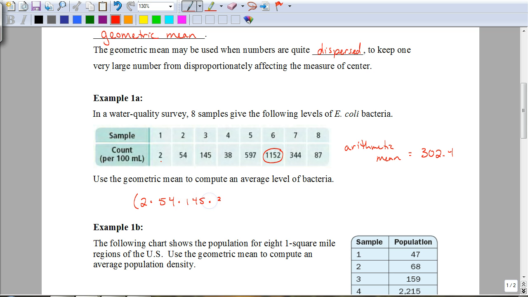This is something obviously you're going to do on your calculator. So we would multiply all those numbers together and we'll get an answer, but that's not our geometric mean. We still have to take the root. So there's 8 numbers I'm going to multiply together here, so I'm going to take the 8th root of that. Remember what we talked about at the beginning?